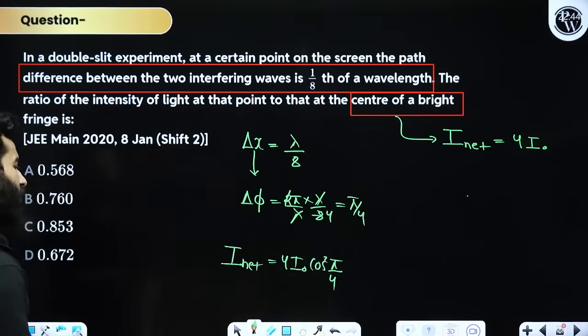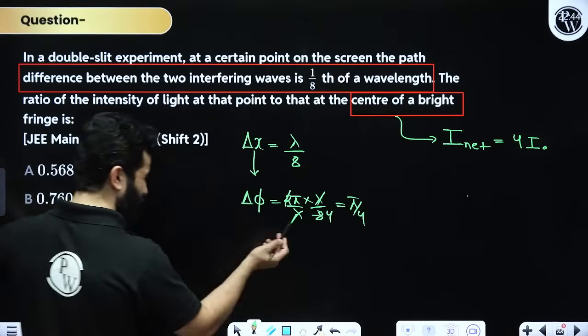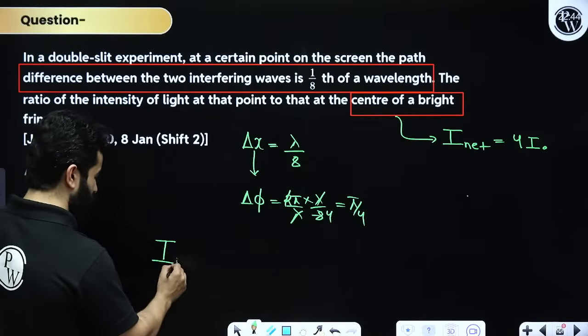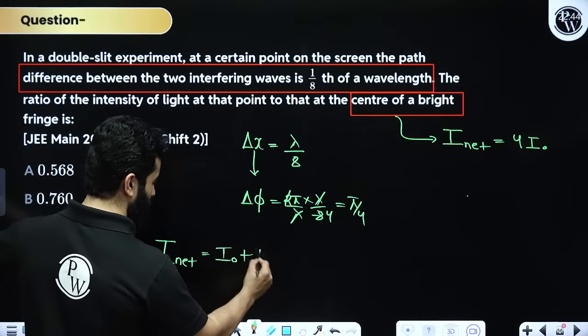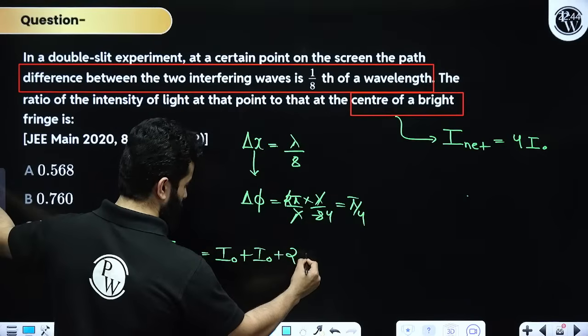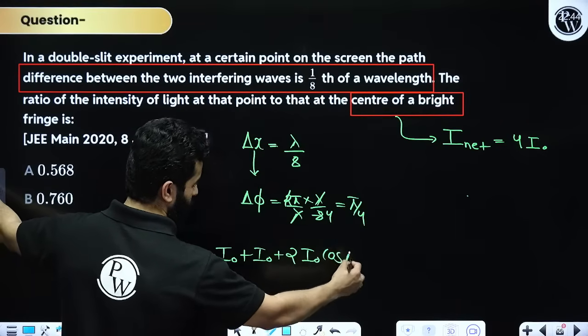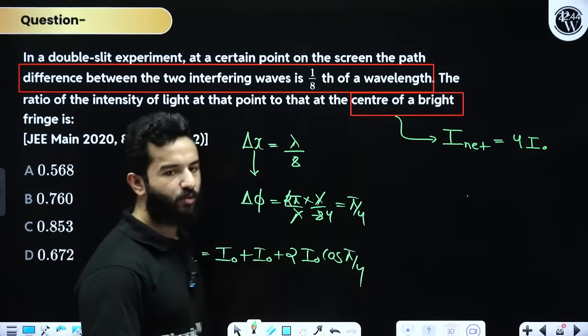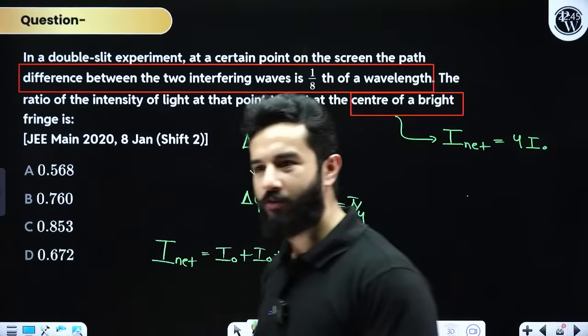Okay, for this one, because they are only talking about pi by 4, I'll recommend you one thing, use this formula. Because you won't be able to find that answer otherwise. So use this formula: I net will be I0 plus I0 plus 2 I0 cos phi, cos pi by 4. This will be way better, because else pi by 4 is 45 degree, and it will become 45 degree by 2.